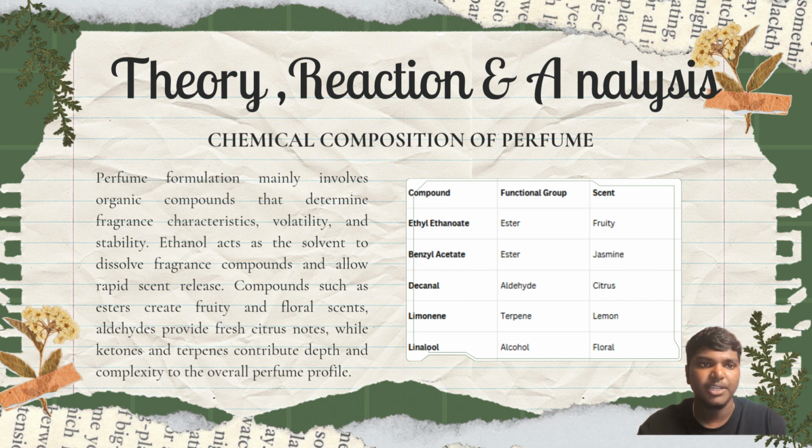So from the table, we can know that ethyl ethanoate from the functional group of ester gives us a fruity scent, and benzyl acetate from the same functional group, ester, gives us a jasmine scent, and decanal gives us a citrus scent. Limonene from the terpene group gives us a lemon scent, and linalool from the alcohol group gives us a floral scent.